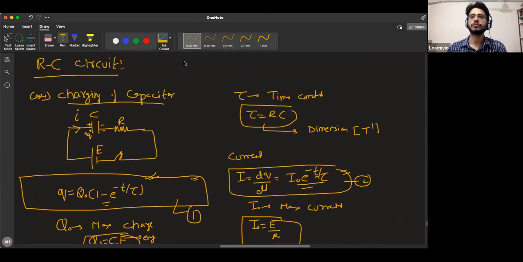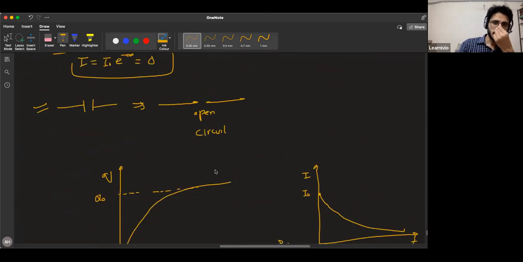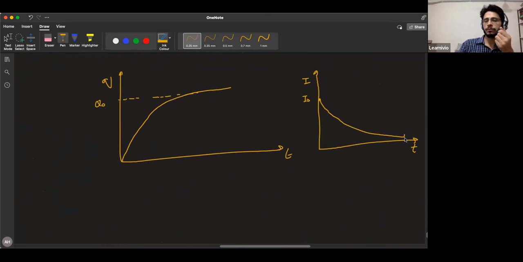Sir, in the second graph, will the current become completely 0? The current will approach 0. Sir, it will never become 0? Yeah, it will approach 0. At t equal to infinite, it will become 0. Okay, sir.